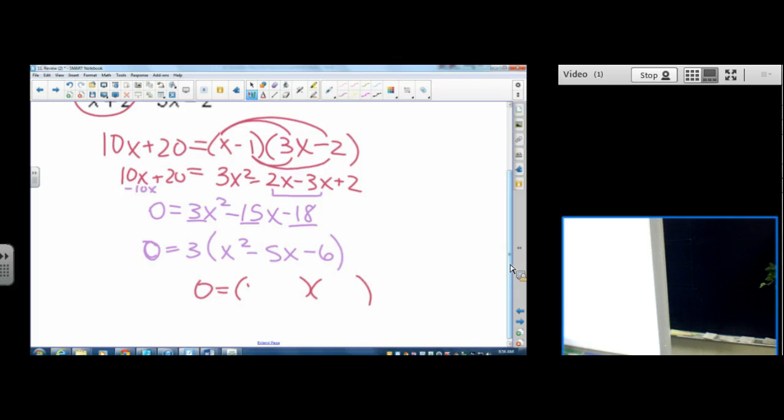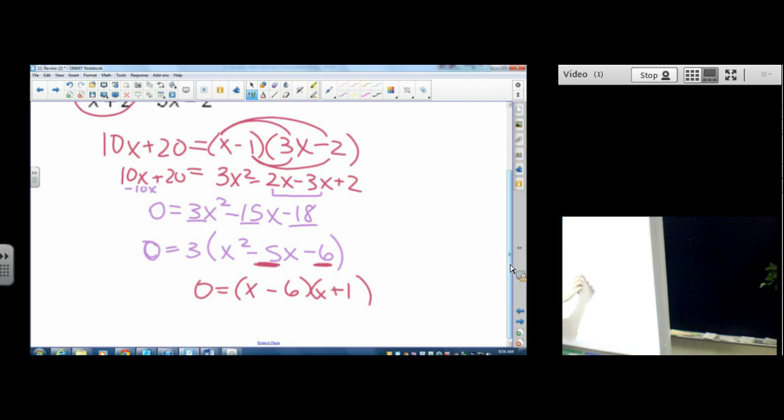The problem here is that I can't do minus 2 minus 3. Because what happens when I multiply negative 2 times negative 3? Ooh, I get a positive 6. And we do not want positive 6. So I'm going to have to do minus 6 plus 1. That'll get me my negative 5 when I add them. And then I'll get me my negative 6 when I multiply them.